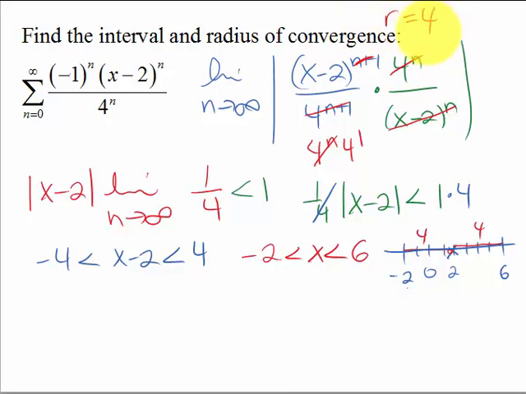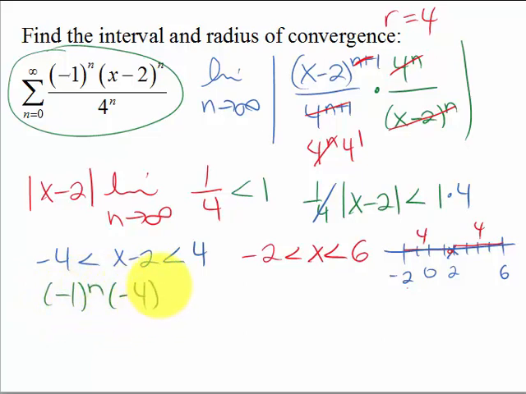Now our interval of convergence is going to involve -2 and 6, but we need to test the endpoints to know whether we include the endpoints or not. So we're going to go back to this original, and we're going to put in -2. So if I put a -2 in here, I would have (-1)^n, (-4)^n, over 4^n, and I'm looking at the sum.